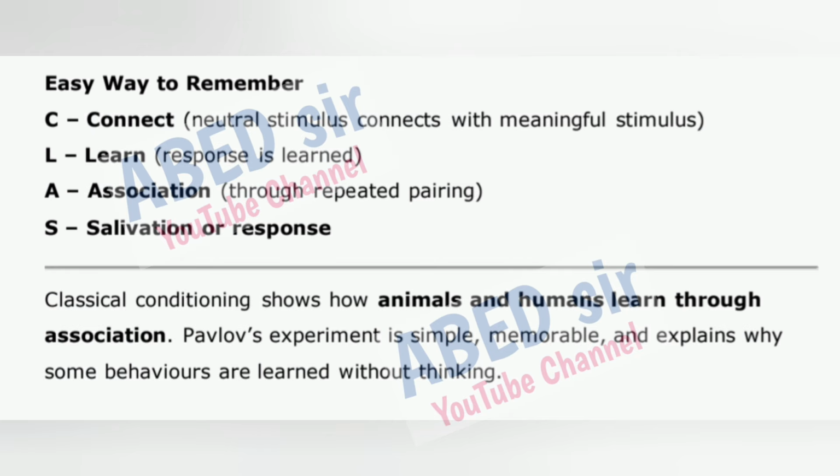Easy way to remember. C. Connect. Neutral stimulus connects with meaningful stimulus. L. Learn. Response is learned. A. Association, through repeated pairing. S. Salivation or response. Classical conditioning shows how animals and humans learn through association. Pavlov's experiment is simple, memorable, and explains why some behaviors are learned without thinking.